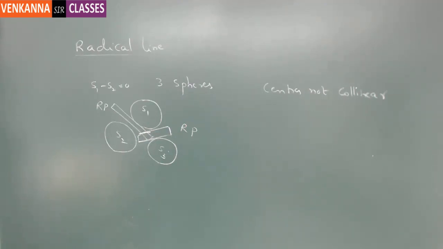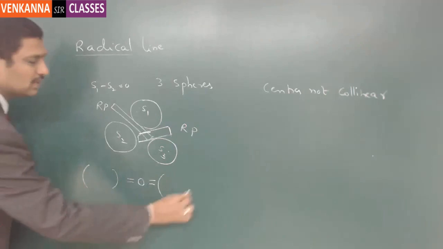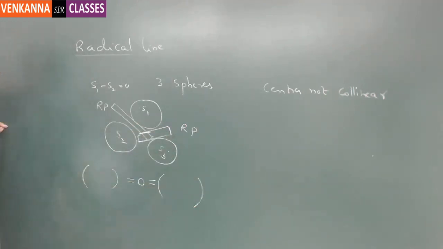So in order to determine the radical line, we require three sphere equations. And how do we represent the line? Very simple. Subtracting these two, you will get a plane equation. So this is the plane equation equal to 0. Subtracting these two, you will get another plane equation. That's all. Okay. So please take a note of that.